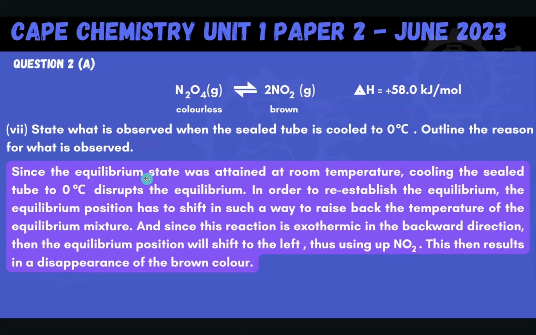So since the equilibrium state was attained at room temperature, cooling the sealed tube to 0 degrees Celsius is going to disrupt the equilibrium. In order to reestablish the equilibrium, the position has to shift in such a way as to raise back the temperature of the equilibrium mixture. Remember, we started at room temp, which is about 25 degrees C. That's where equilibrium was established, and it dropped to 0. So we have to find a way back to room temperature in order to reestablish the equilibrium. We have to go back in temperature.